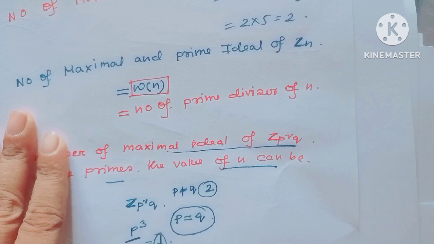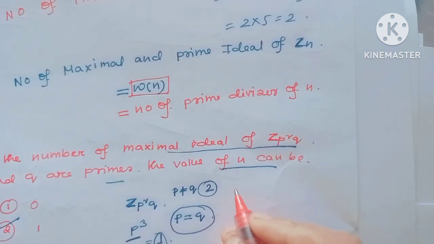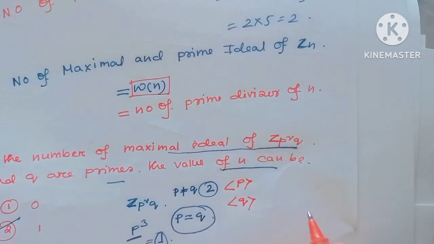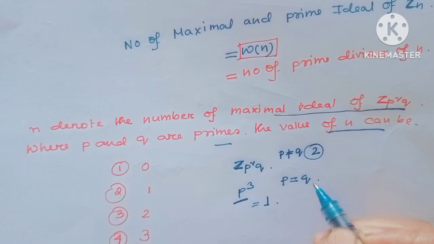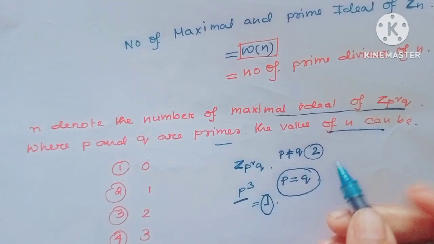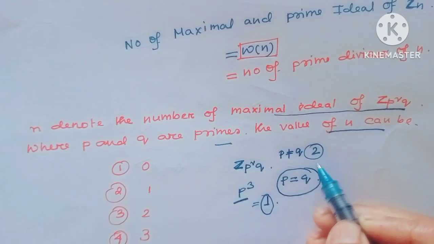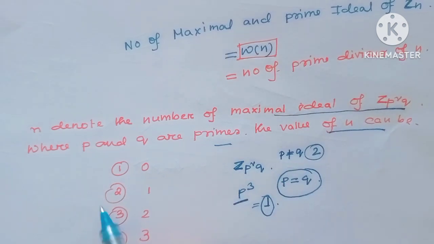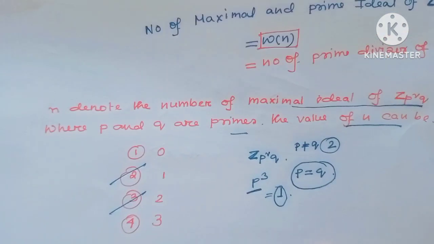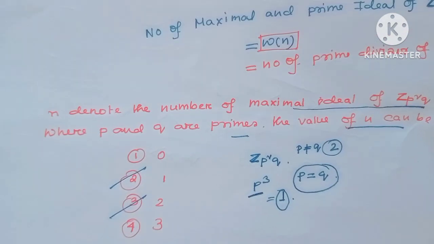That means when p is not equal to q, the maximal ideals are the ideal generated by p and the ideal generated by q. For p equal to q, the number of prime divisors is only 1, and when p is not equal to q, the number of prime divisors is 2. That means 2 and 3 are the right options. I hope all my viewers have understood clearly how we find the number of maximal ideals by the number of prime divisors.